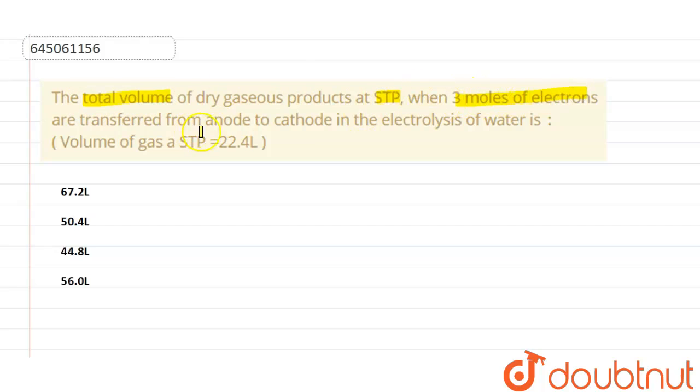Hello students, the question is: the total volume of dry gaseous product at STP when 3 moles of electrons are transferred from anode to cathode in the electrolysis of water is: A) 67.2, B) 50.4 liters, C) 44.8 liters, and D) 56.0 liters. So let's discuss.